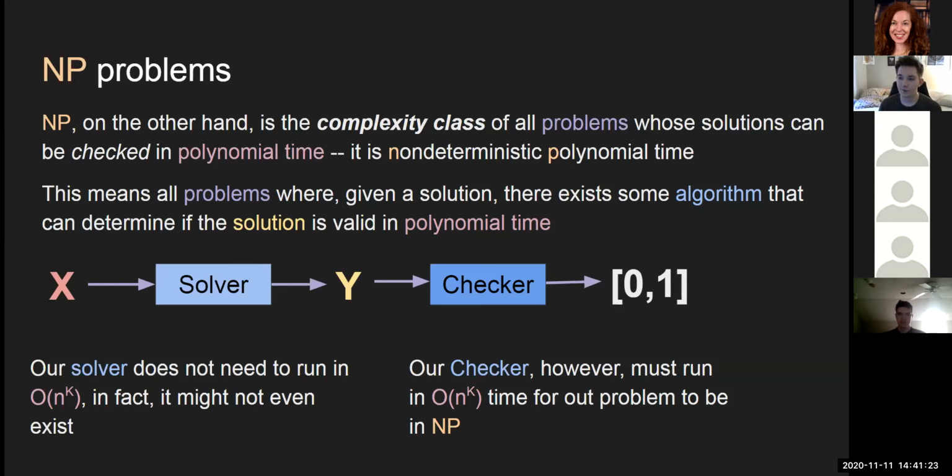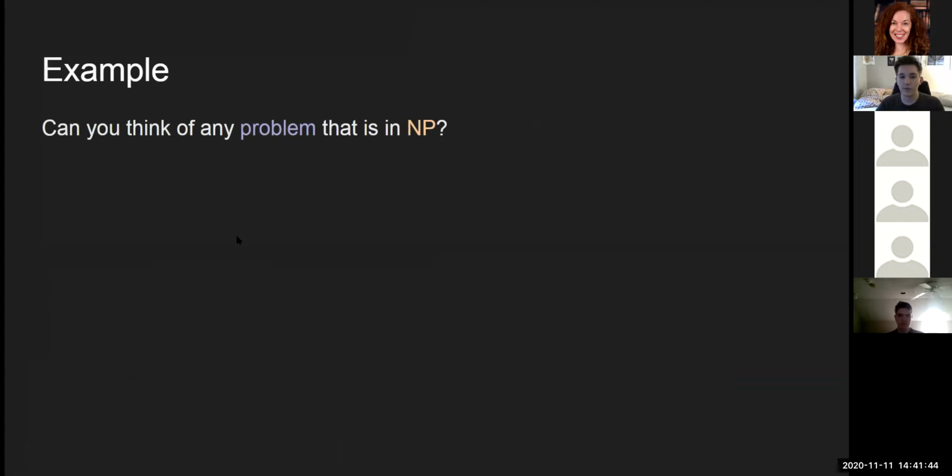There are a lot of different complexity classes above and below P and NP. But P and NP are particularly interesting for a reason that we're going to talk about later. All right, so that seems all good. Let's move on to an example of NP problems. I'm going to give you a second again to think of any problems that might be in NP and see if you can come up with any.